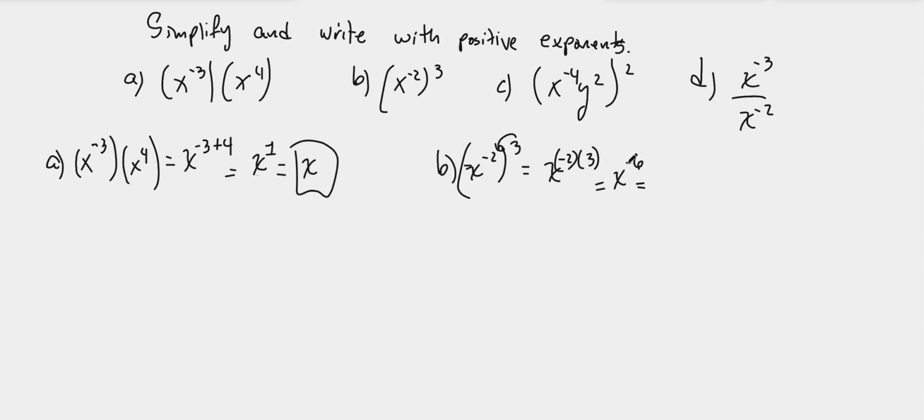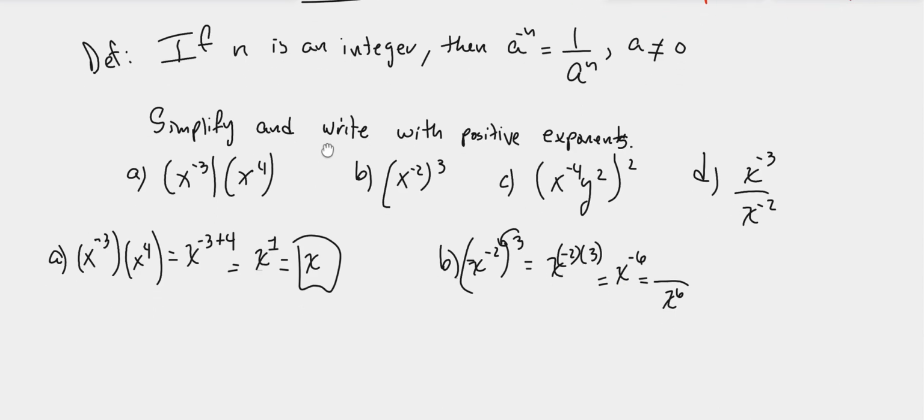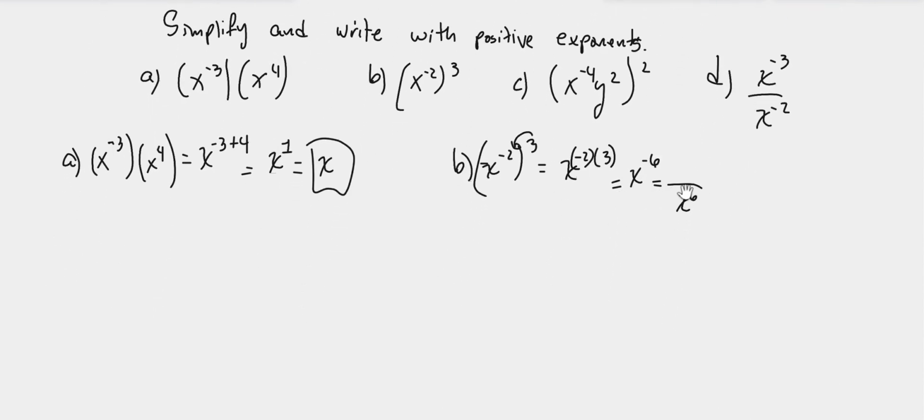But because we have a negative exponent, now we have to send this x to the power of negative 6 to the denominator, x to the power of positive 6. And that is because of the previous definition that we had. That's where it comes from. Now, this looks a little bit weird if you don't have anything up on the top. So obviously there needs to be a number, and that number is 1. So we have 1 divided by x to the power of 6.